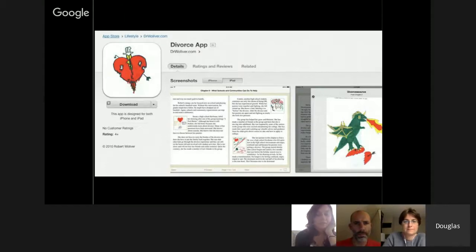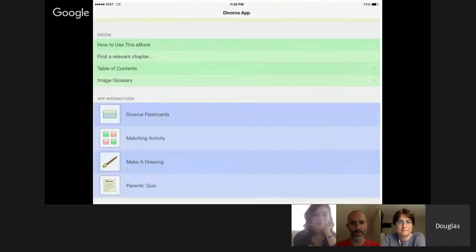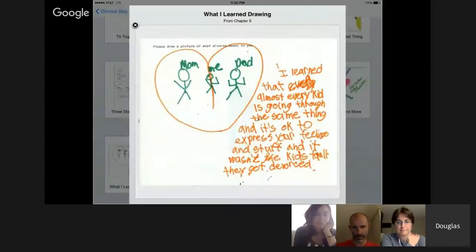I had another kid who did an app for a local child psychologist on helping kids whose parents are getting divorced. And it provides lots of interactive features, ways for kids to learn about some different kinds of vocabulary. It allows them to use their artwork to express some of their feelings.